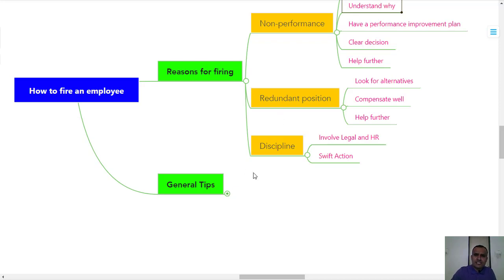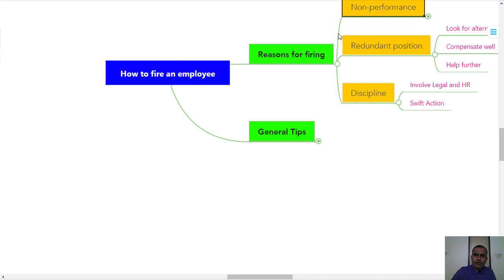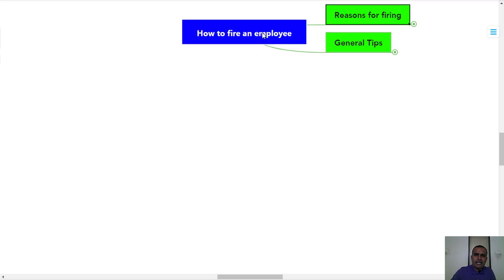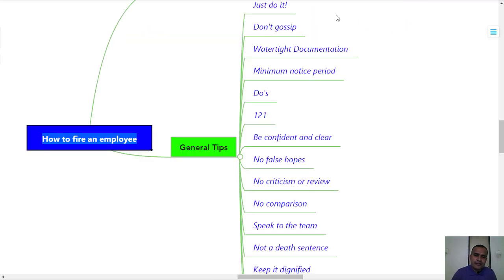Then here are some general tips that you can follow when you have to do the firing. I was talking to a friend earlier today, and he is a strict disciplinarian. He has a team working for him, with people very clear about his expectations and the work that needs to be done. He gives them a piece of his mind whenever he needs to, but when it comes to firing someone, somehow he chickens out.